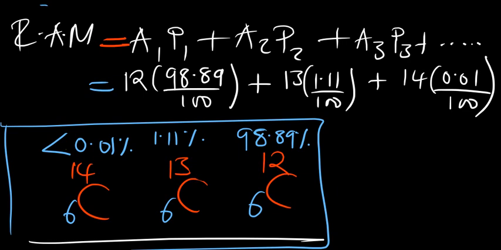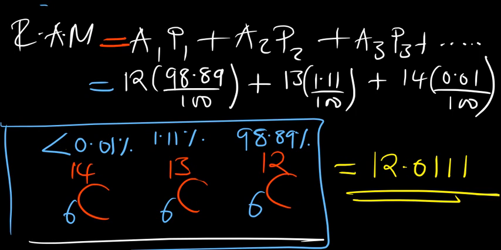So 98.89 divided by 100 is 0.9889 times 12 plus 13 multiplied by 0.0111. I've disregarded the last part, it's useless to me, it's too small. So the value I'm getting is 12.01111. So if you check the periodic table, you have 12.01. So you've seen where it's coming from.